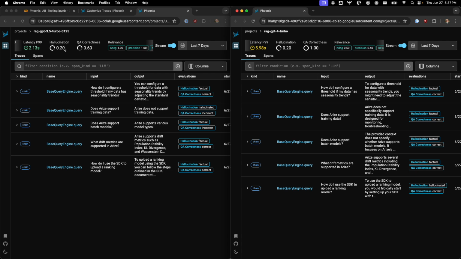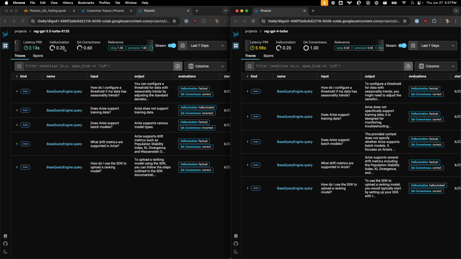So to get the hallucination rate, we end up using what are known as evals, which is an LLM as a judge, where the output of our LLM is calculated by a separate LLM. They also provide a label and explanation for the label. The hallucination rate and QA correctness rate utilize Phoenix's pre-tested evals, which can be found in our documentation.